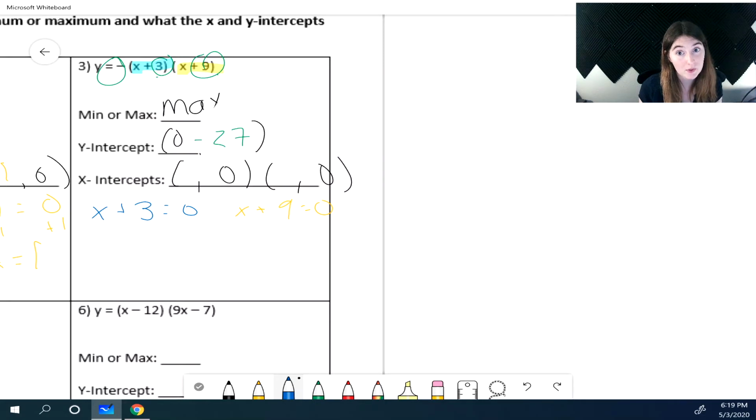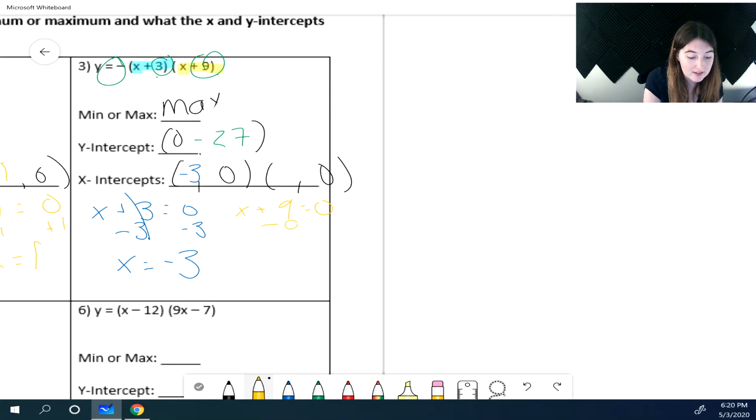All right, for the first one in blue, I have x plus 3, and I want x by itself. So I subtract 3 from both sides, and I get x equals negative 3. So my first one is negative 3. My other one, I have x plus 9 equals 0. I subtract 9 from both sides, and I get x equals negative 9. So my other one is negative 9.